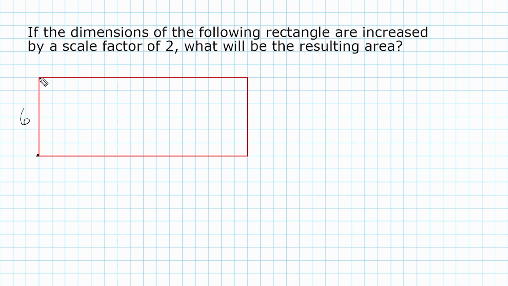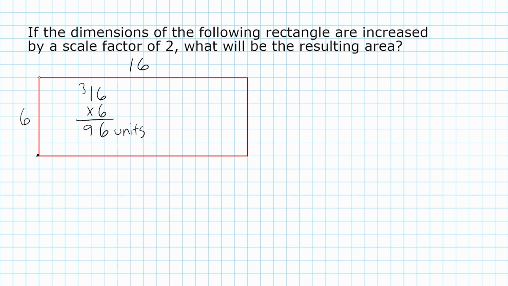And over here we have 2, 4, 6, 8, 10, 12, 14, 16. All right, so currently to find the area of this rectangle, what we would do is multiply 16 by 6, and that would give us 96 square units. Now, this problem is asking us to change each one of these dimensions, the length and the width, by a scale factor of 2, which just means we want to double these dimensions.